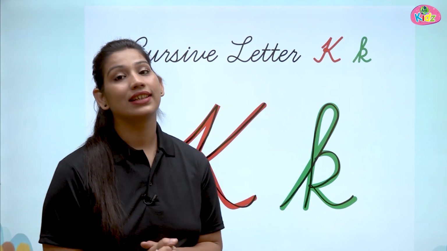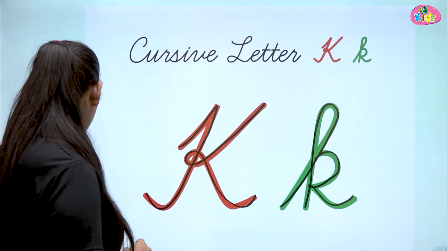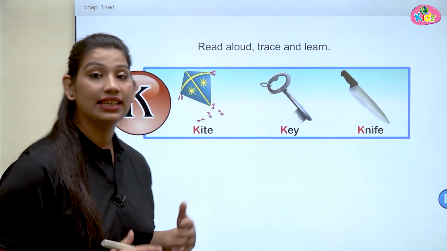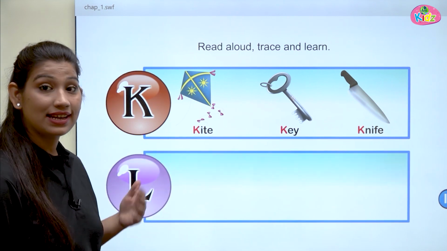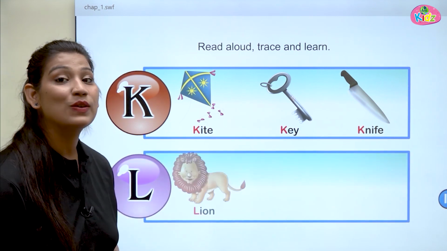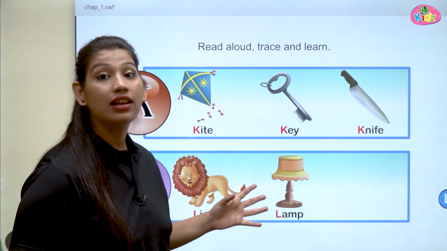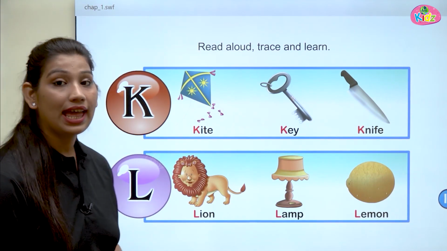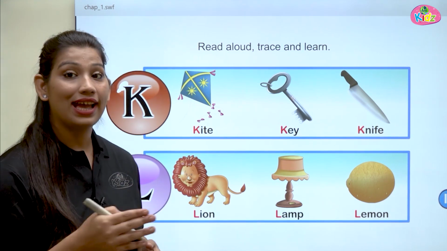K sounds K. K, K, kite. K, K, key. K, K, knife. You know, next is letter L. L sounds L. L, lion. L, lamp. L, lemon. All these are with letter L.